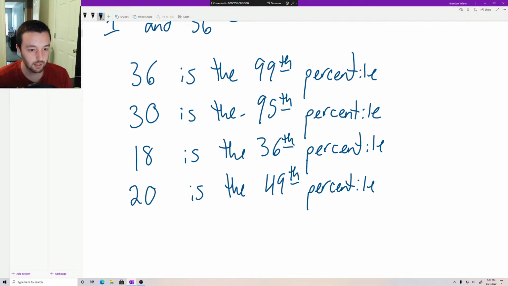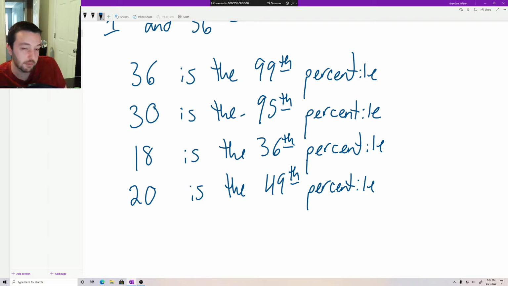So if you got a 50, they would round it either to a 20 or 21. I don't know exactly how they make that determination. But so if you get a 20, that means you did better or the same as about 49% of people. Okay, so almost half.